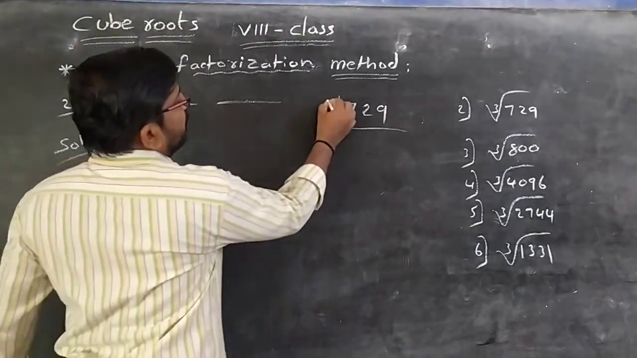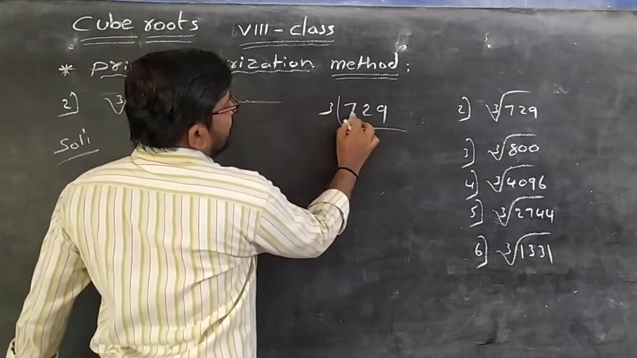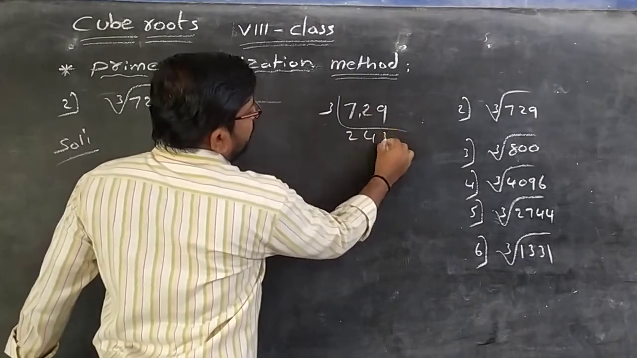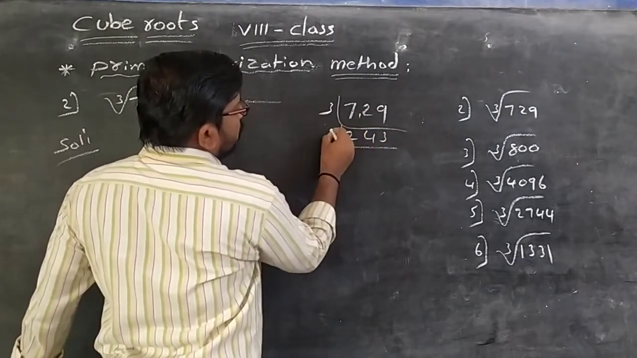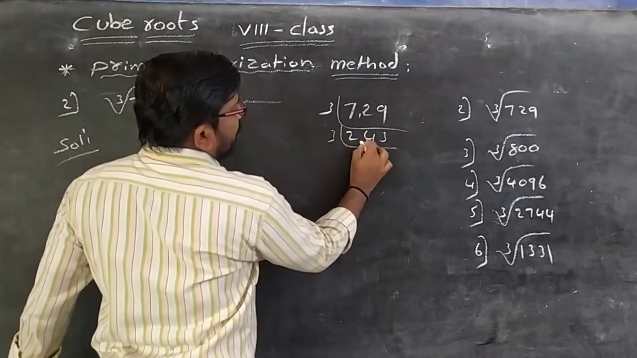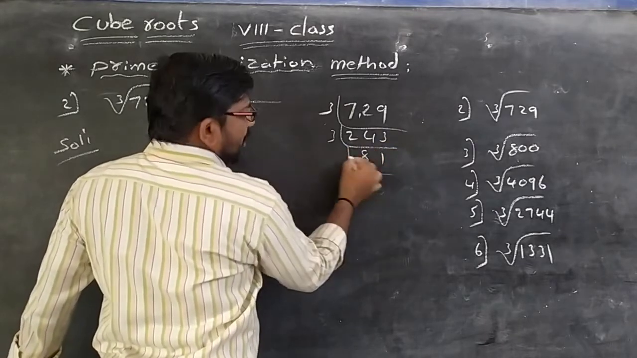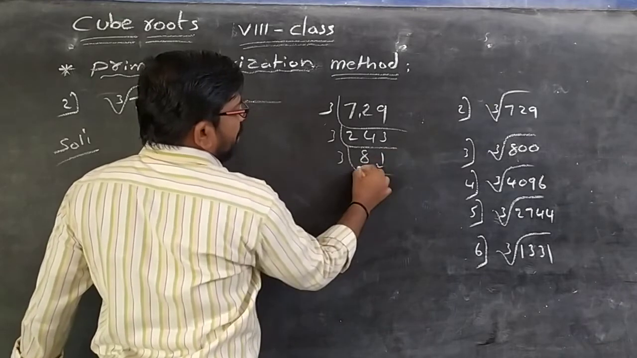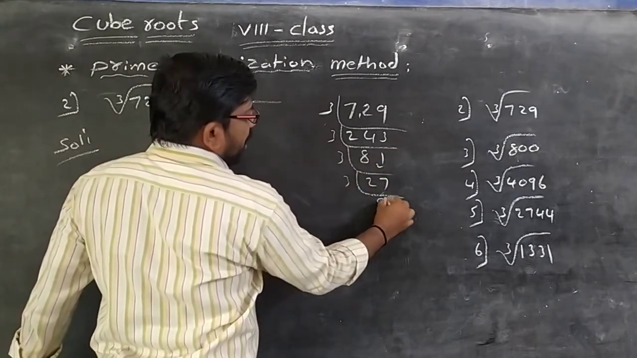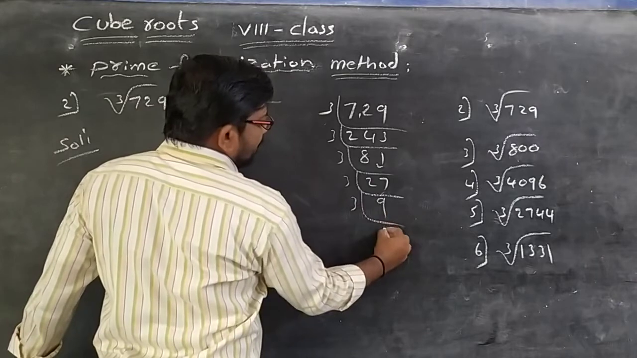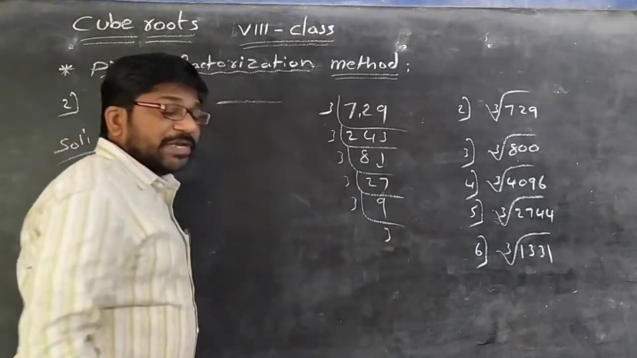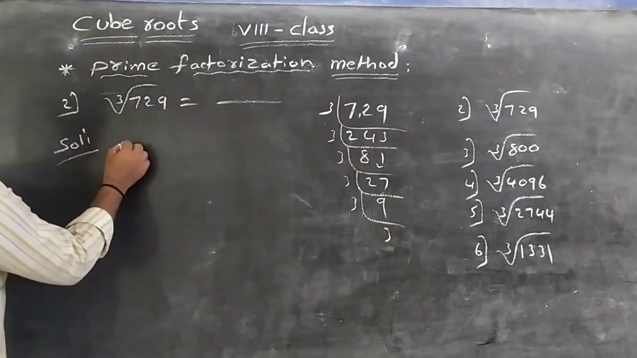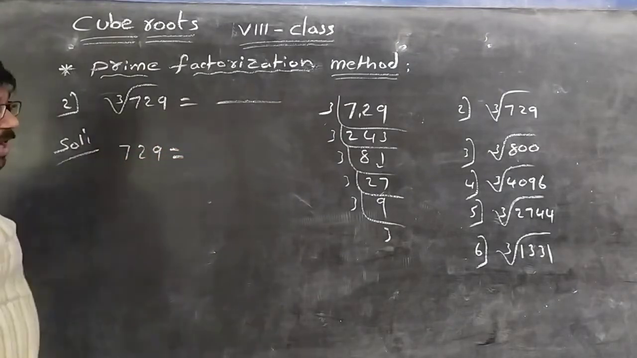It goes by 3. 3 2s are 6, 7 minus 6, 1 is there. 3 4s are 12, 3 3s are 9. Again it goes by 3. 3 8s are 24, 3 1s. Next 3 2s are 6, 2 is there. 3 7s are 21. Next 3 9s are 27. Last 3 3s are 9. 3 is a prime number, then stop. So 729 is written as the product of primes.